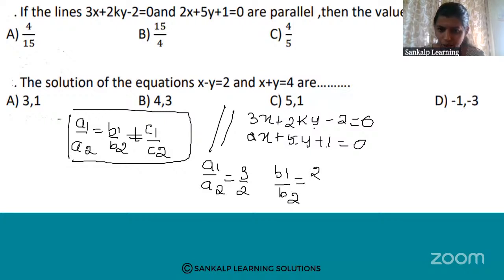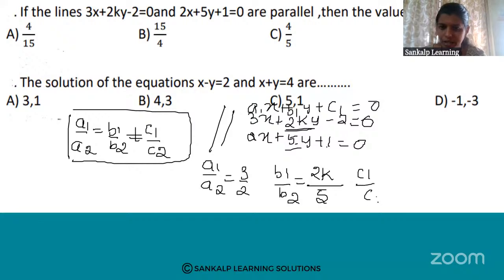b value is 2k here. Why? Because in a1x + b1y + c1, y means 2k is the coefficient of y. That means b1 value is 2k. 2k divided by 5. C1 divided by C2 is minus 2 divided by 1.